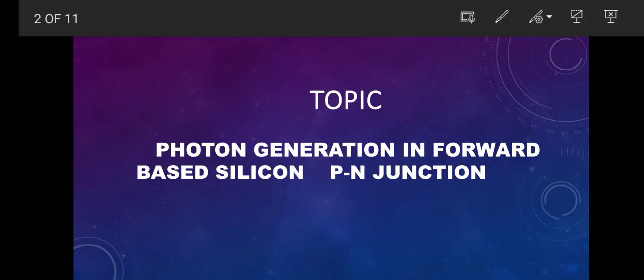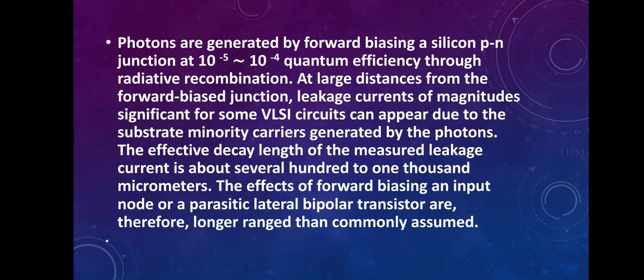Topic is photon generation in forward biased silicon PN junction. Photons are generated by forward biasing of silicon PN junction at 10 to the power of minus 5 to 10 to the power of minus 4 quantum efficiency through radiative recombination at large distance from the forward biased junction.